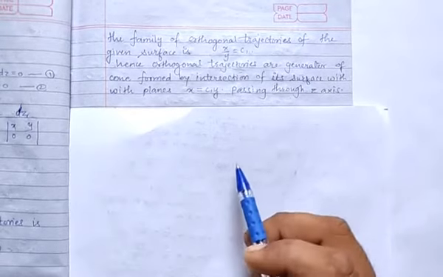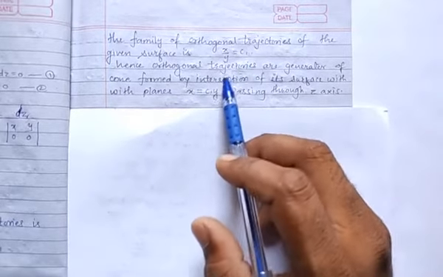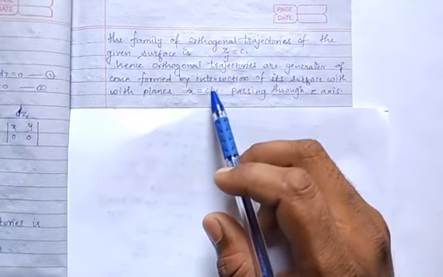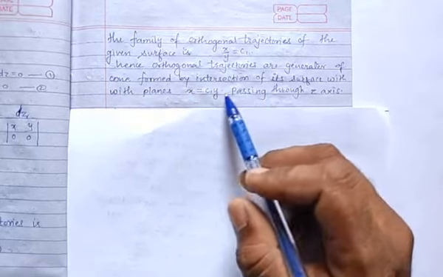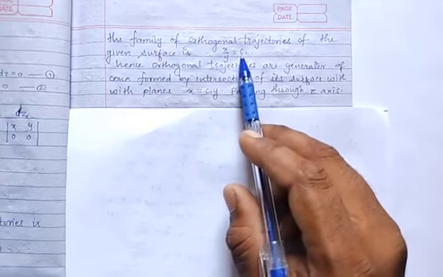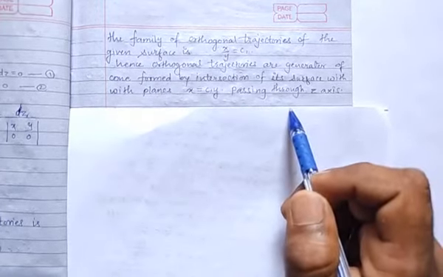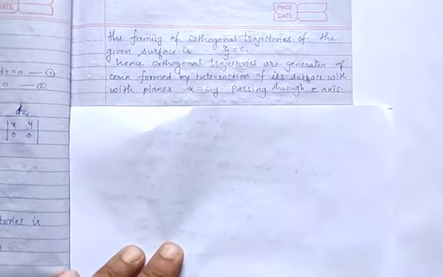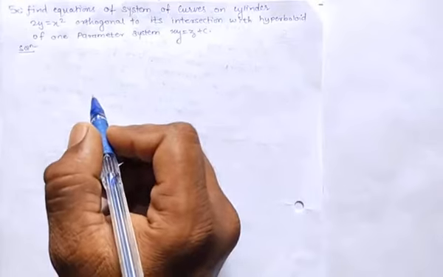Therefore the family of orthogonal trajectories of the given surface is, after solving, x upon y is equal to C1. Hence the orthogonal trajectories are generated by the cone formed by the intersection of its surface with the plane x is equal to y into C1 passing through the z axis. So this is the required orthogonal trajectories. Now let's solve one more example.